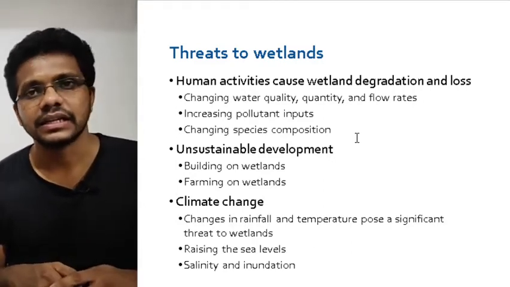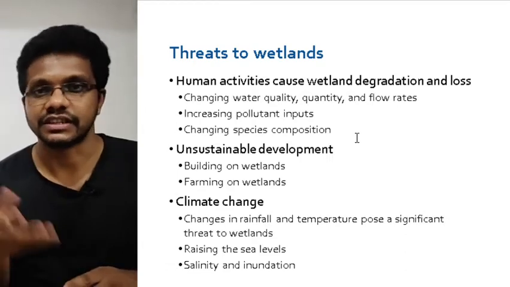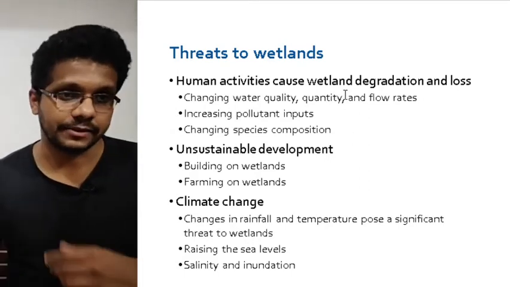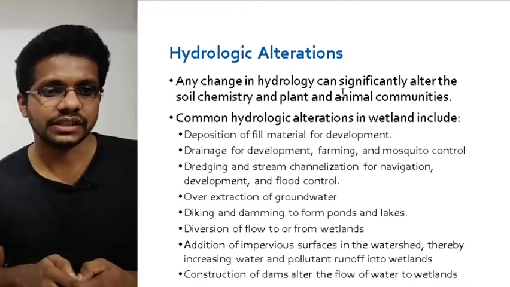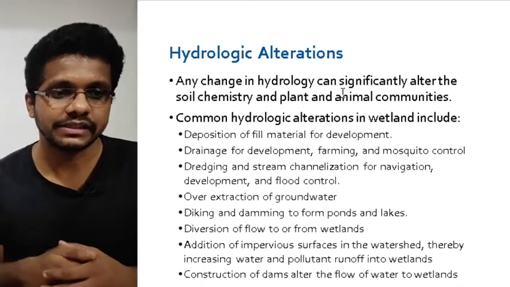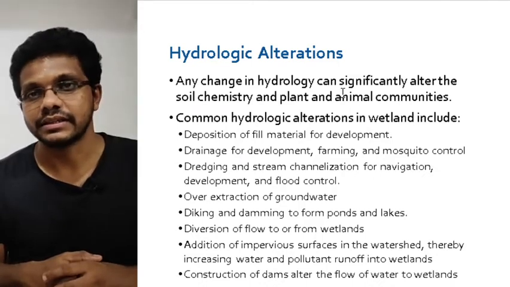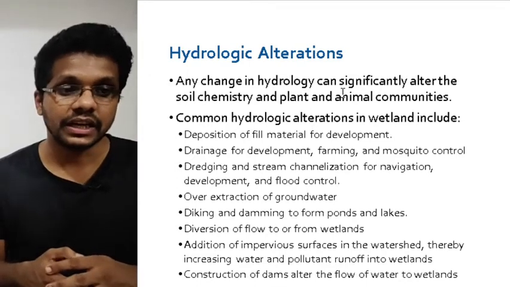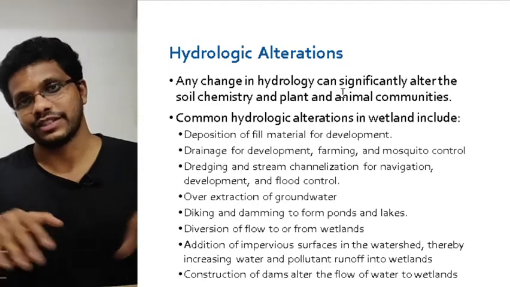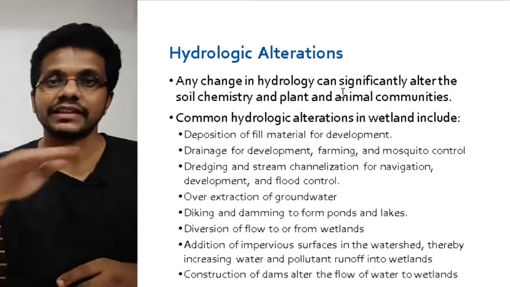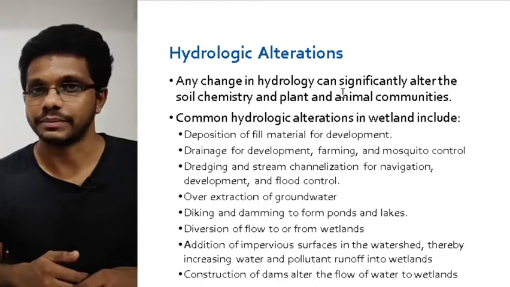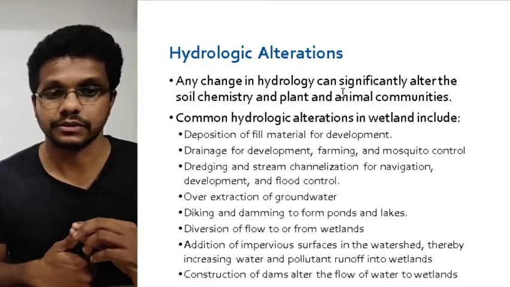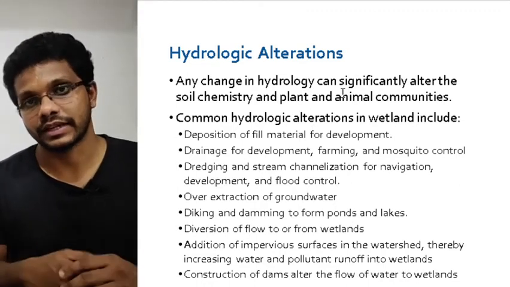Then climate change largely affects wetlands. It may lead to a rise in sea levels, increase in salinity, increase in acidity, and temperature changes; everything affects wetlands. Then there are hydrological alterations in the wetland, which are because of human activities. The hydrological changes alter the chemistry and community structure of the plants. These alterations include deposition of fill material for development. Sometimes people fill the land for construction of roads, buildings, houses, resorts, everything. Then drainage development for farming or mosquito control will lead to the deterioration of wetlands.